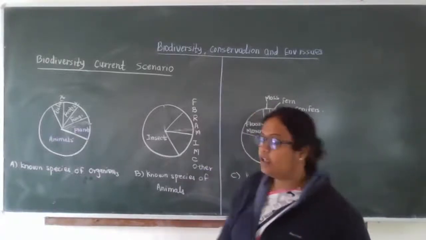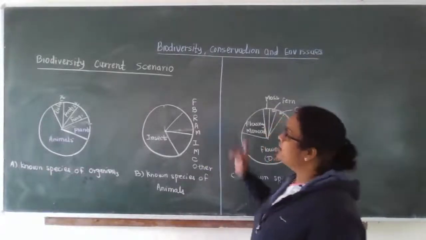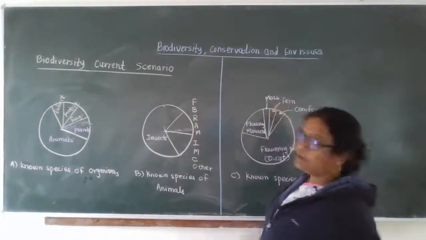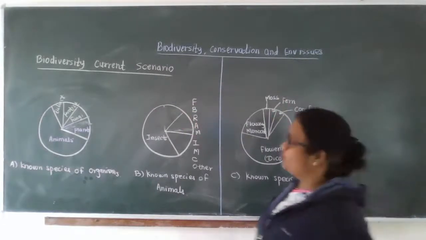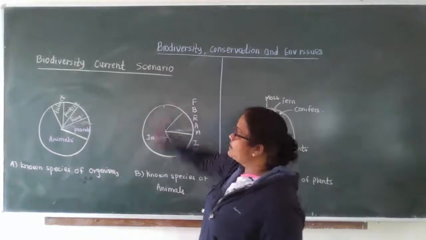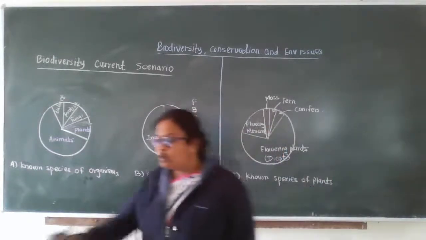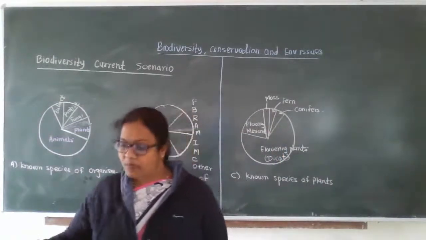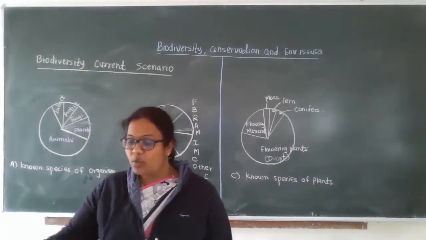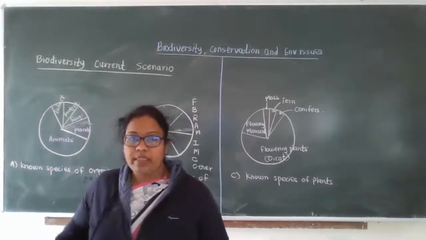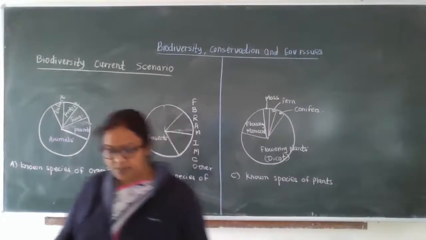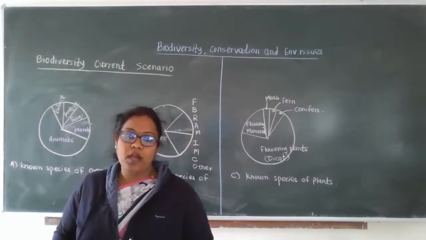Hello everyone. In today's lecture, we are going to start with the next point from the topic biodiversity, conservation and environmental issue: the biodiversity occurrence scenario. Related to this point, all over the world, about 1.5 million species are documented as per IUCN.